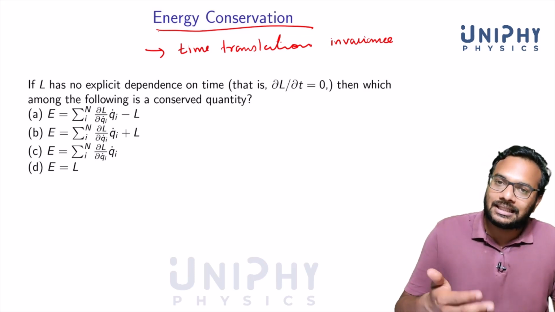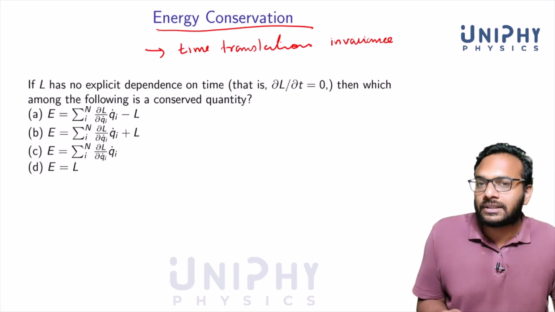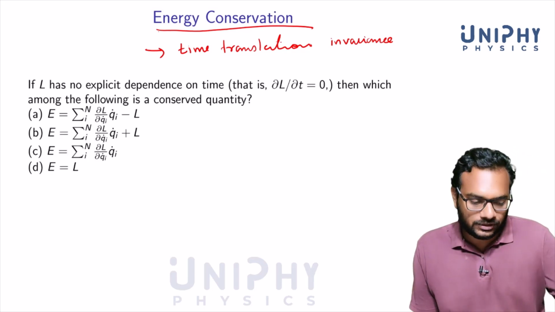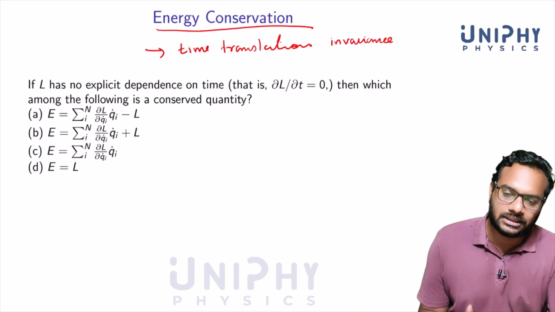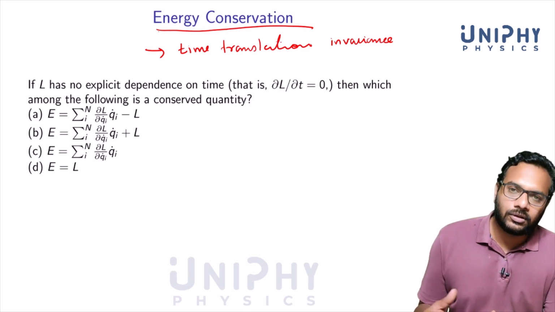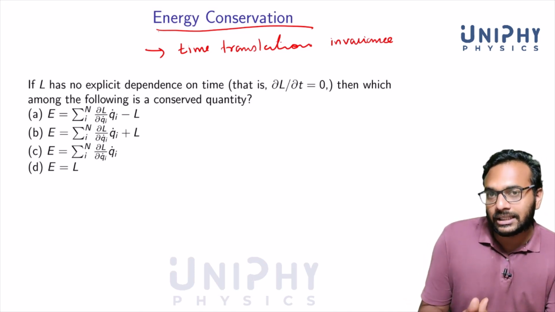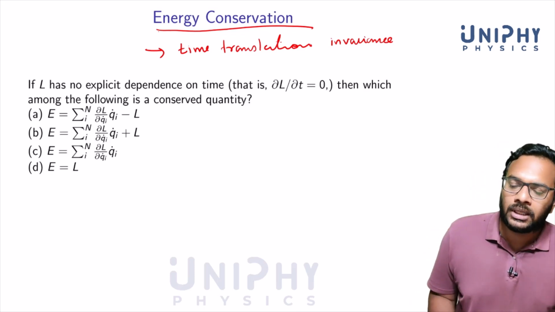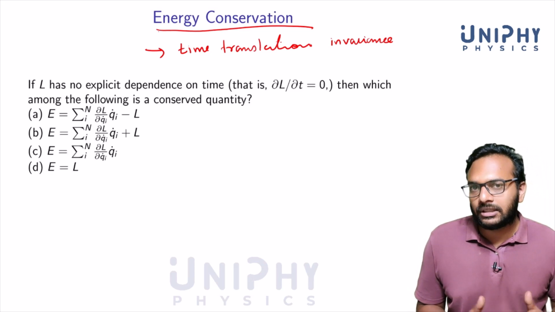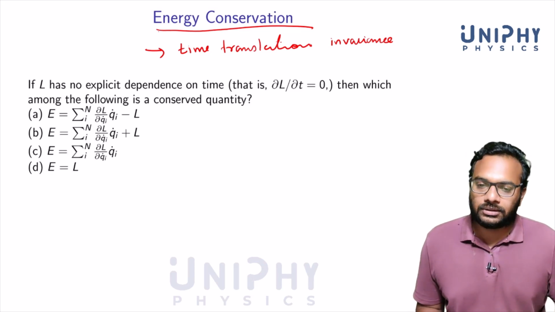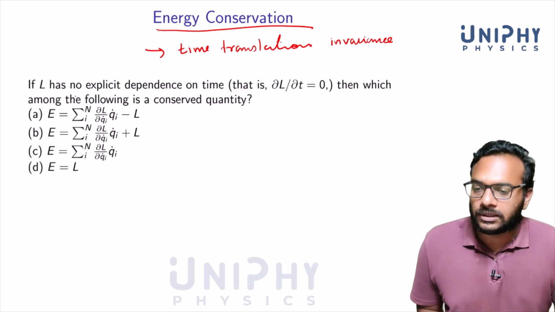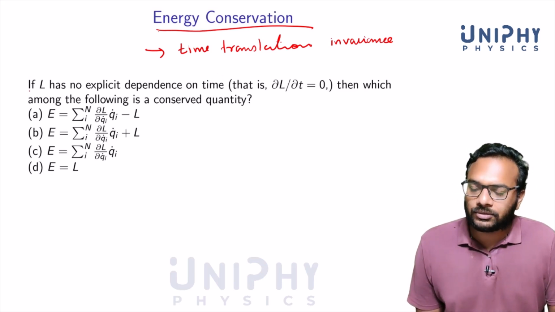So if you translate the Lagrangian in time, and if it remains invariant up to first order, then we can say that the energy of the system is conserved. And similarly for rotation, if the system is symmetric under rotation, then we say that the angular momentum is conserved. We'll be coming back to the formulation of Noether's theorem in different contexts later on. Now we are doing it in the Lagrangian dynamics framework. So this is the question. We'll start with the question.